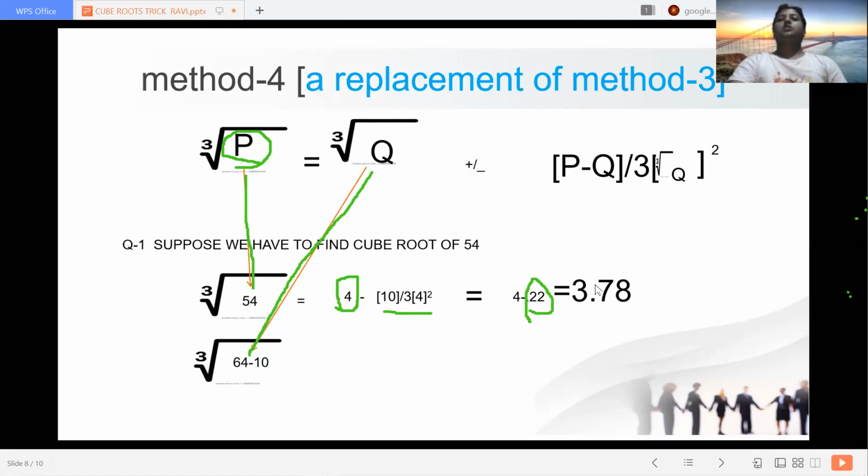4 minus 0.22 is 3.78. Here is the answer. The cube root of 54 is 3.78.